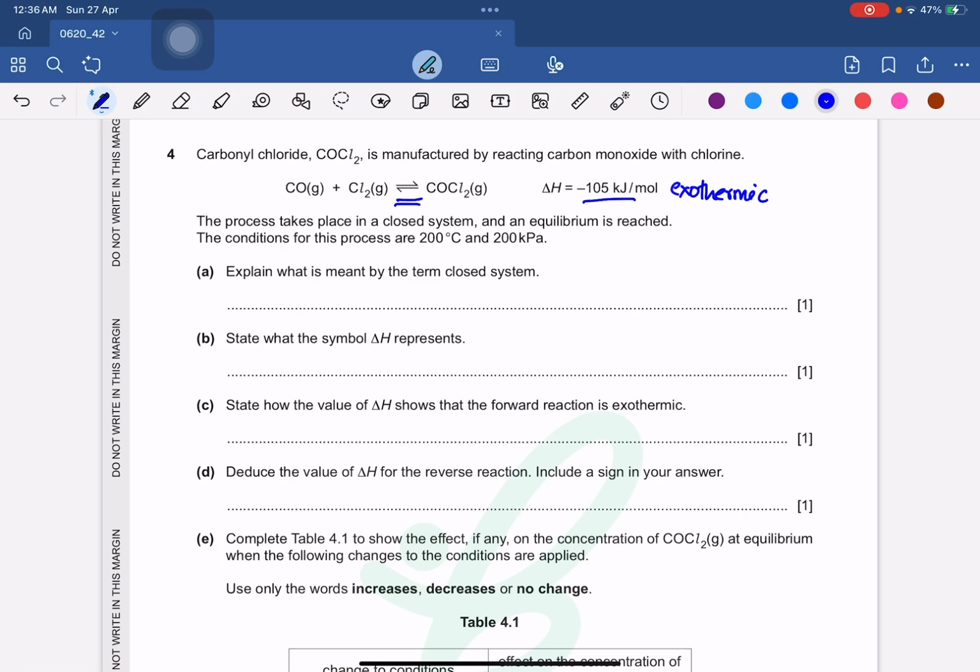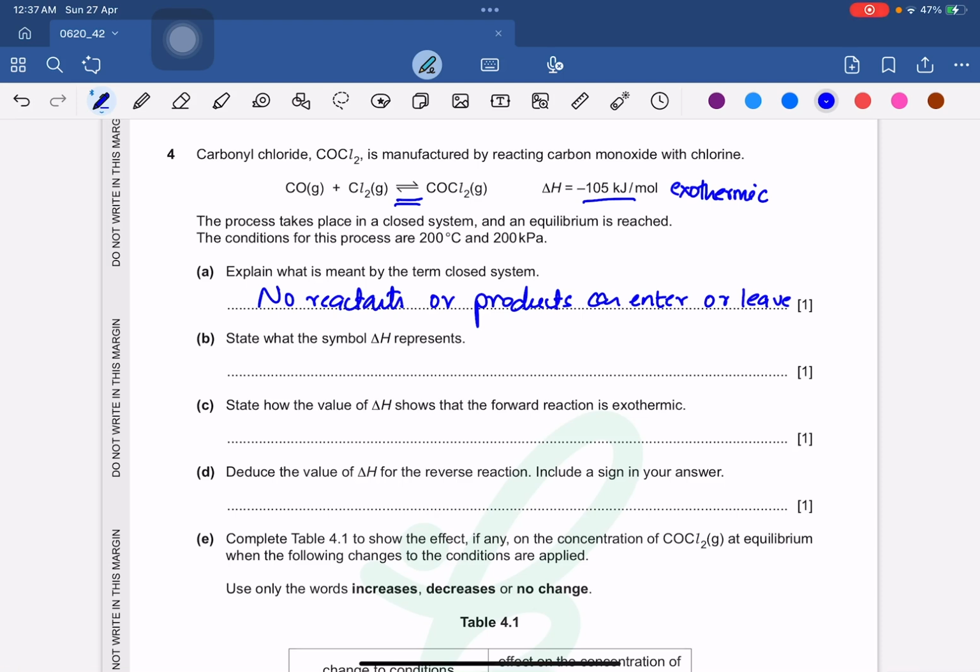The process takes place in a closed system and an equilibrium is reached. The conditions for this process are 200 degrees Celsius and 200 kilopascals of pressure. Explain what is meant by the term closed system. So basically, a closed system means a system in which no reactants or products can enter or leave.